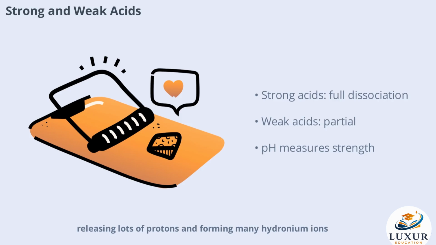Strong acids dissociate almost completely in water, releasing lots of protons and forming many hydronium ions. Weak acids only partially dissociate, resulting in fewer hydronium ions. The strength of an acid is measured by the concentration of hydronium ions it produces. This is where the pH scale comes in. A lower pH means a higher concentration of hydronium ions.